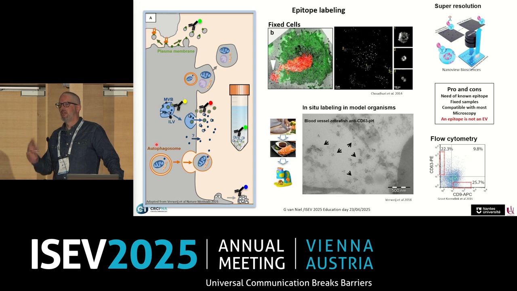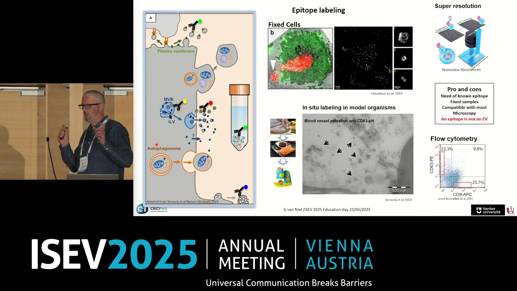If you are targeting an epitope, it's not always associated with an EV. It might be present in your EV pellet, but not on your EVs. Second, by adding an antibody and a tag, you may double the size of an EV. An antibody is 25 nanometers. If you have one on each side, then your vesicle is not 50 nanometers anymore, it's 100 nanometers.